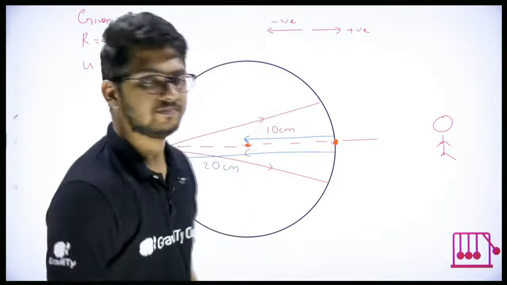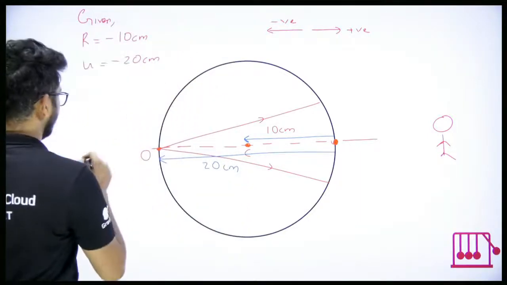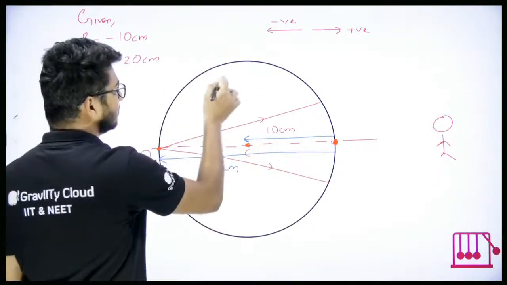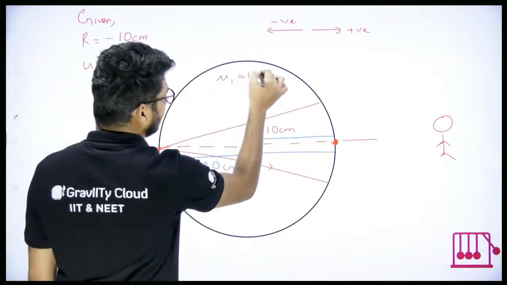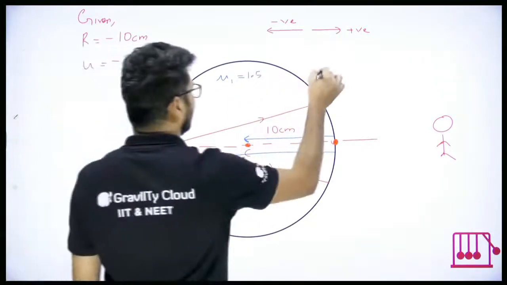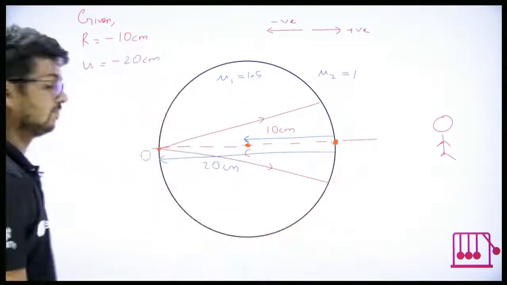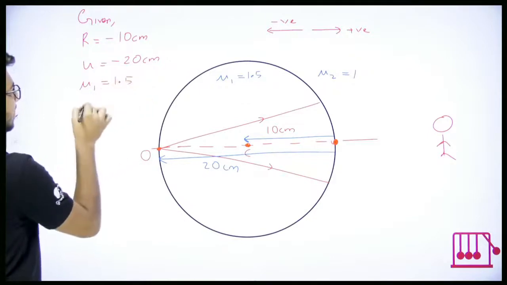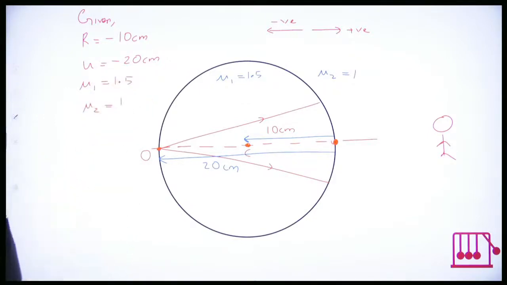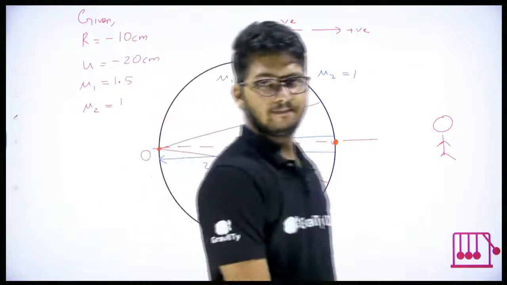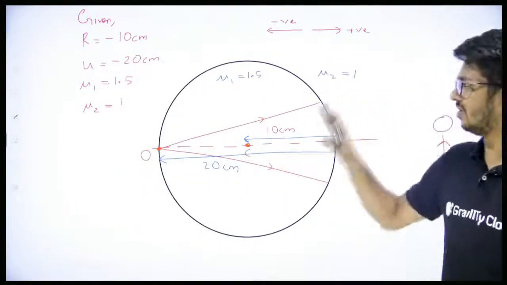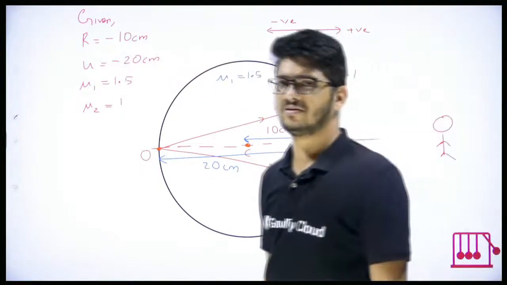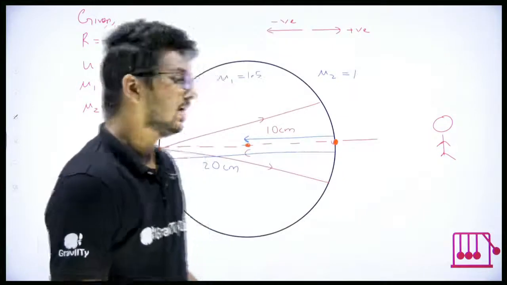Both of them done. But what is medium 1? Medium 1 is the medium in which there are incident rays. That would be glass, and refractive index is 1.5. So obviously the other medium will be medium 2. So here mu 1 is equal to 1.5 and mu 2 is equal to 1. Simple. So once you draw the diagram, you'll get this. Once you get this information, you'll easily find the image distance. Right, as simple as that.